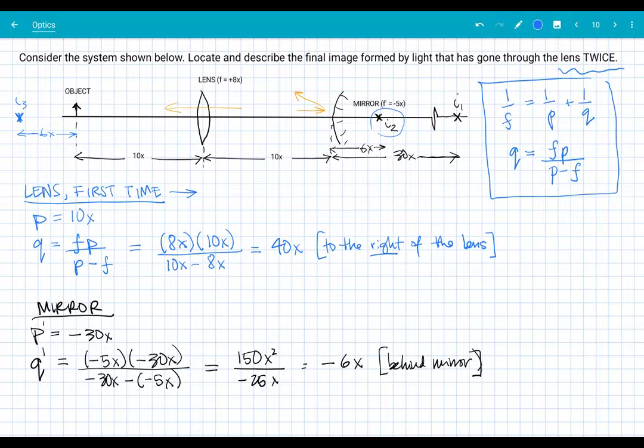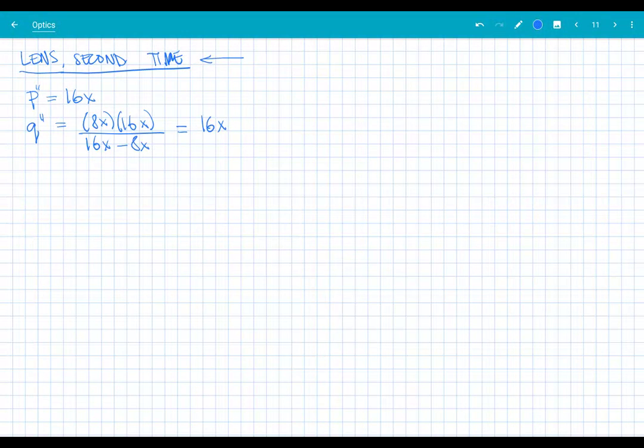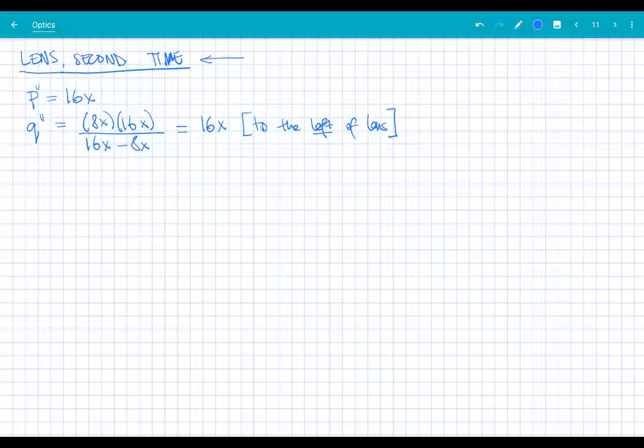That dimension there from the object is 6x. So there's my final image. Cool. So this 16x is to the left of the lens. Notice that I keep describing, instead of just putting down an image distance, next to that I'm really clear about exactly where that is.